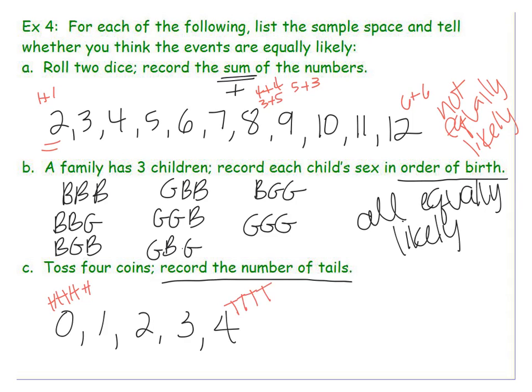However, for example, 1 tail. Well, that 1 tail could be the last one. That 1 tail could be the first one. The 1 tail could be some of the middle ones. So obviously there's more cases for 1 than there are for 0 and 4. So these are, again, a situation where they are not all equally likely.